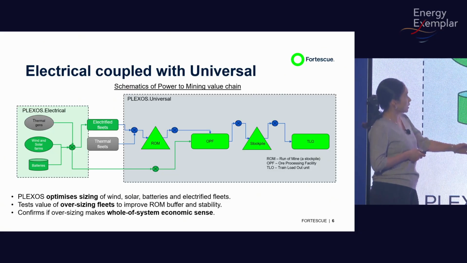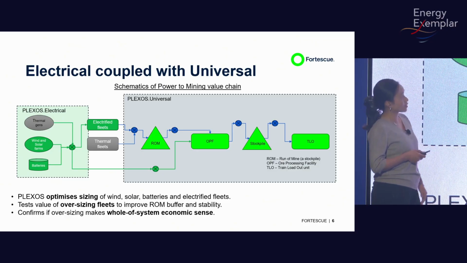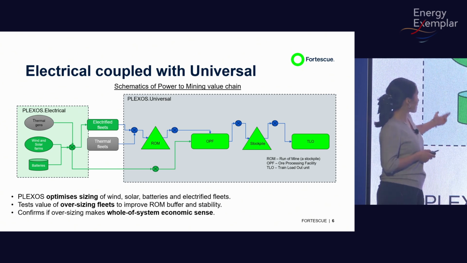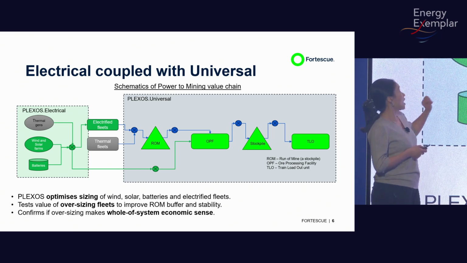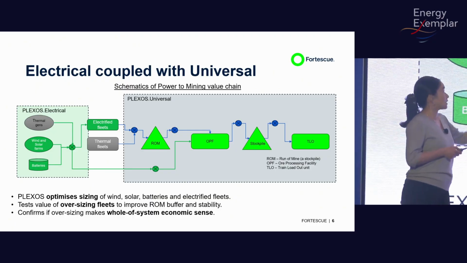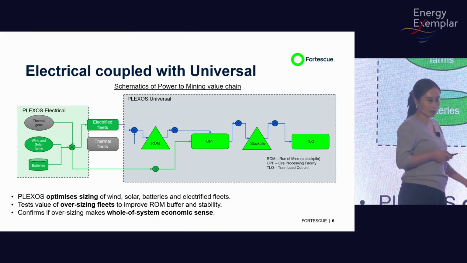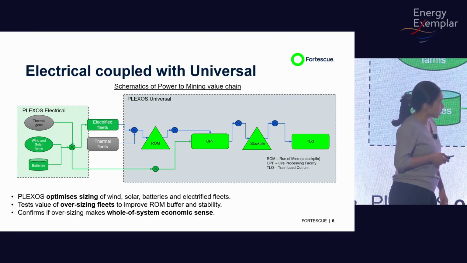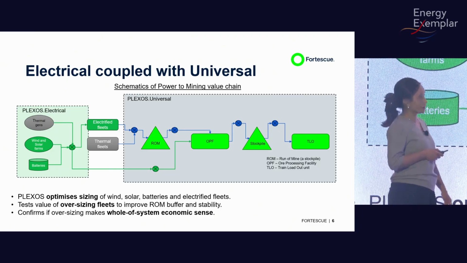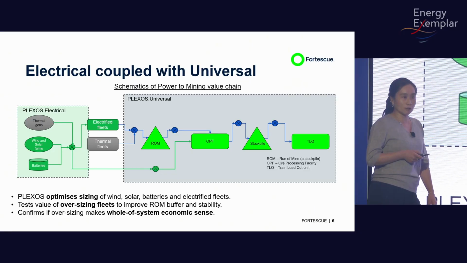But then along this value chain, what are the assets that have been sized, and what are the questions that Fortescue is answering in the LT mode? Essentially the battery size, wind and solar size, thermal generator PPAs, what's the unit of PPAs that we potentially need to buy, and the sizing for the electrified fleets. Thermal fleets are retiring, and there is the size and the level of flexibility along this value chain. Right, so in the end, it's a system co-optimization.